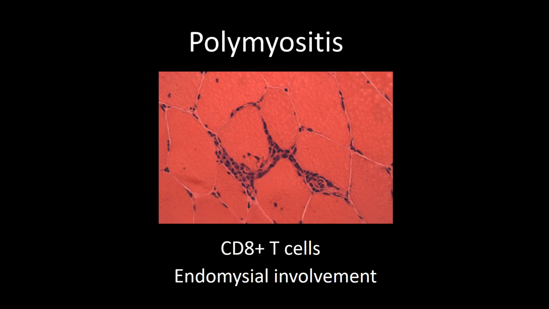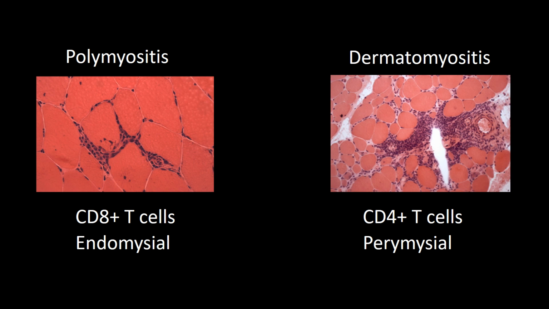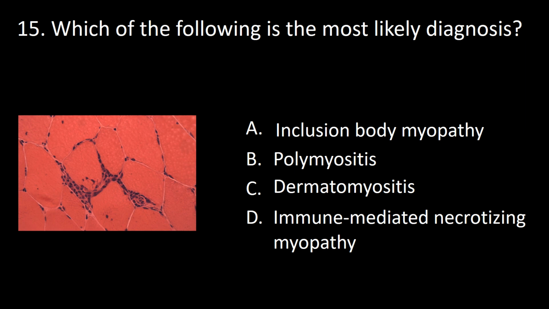This frame shows two specimens. The first specimen shows polymyositis. The second specimen corresponds to dermatomyositis. Notice that in dermatomyositis, the bulk of the infiltration is in the perimysium, and that, as stated in this frame, the cells involved are CD4 positive cells. So the answer to this question is B.